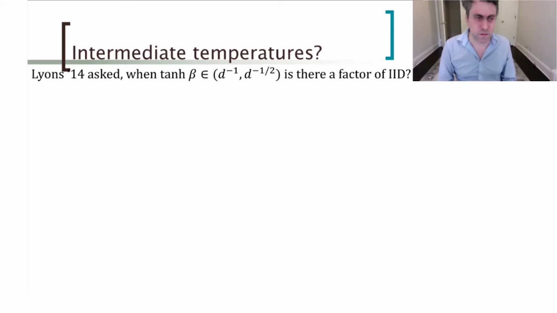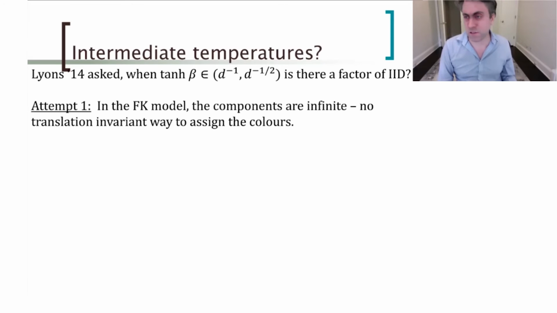So the first thing you could try is just what we did in the high temperature regime, where we used the FK model. But in this case, it's supercritical percolation. The component, or at least some of the components, will be infinite, and there'll be no translation invariant way to assign the colors. So that won't work.